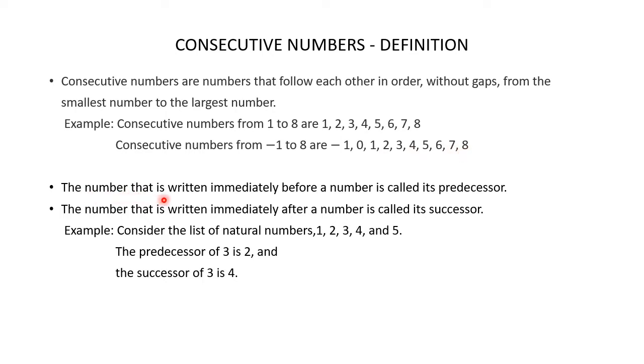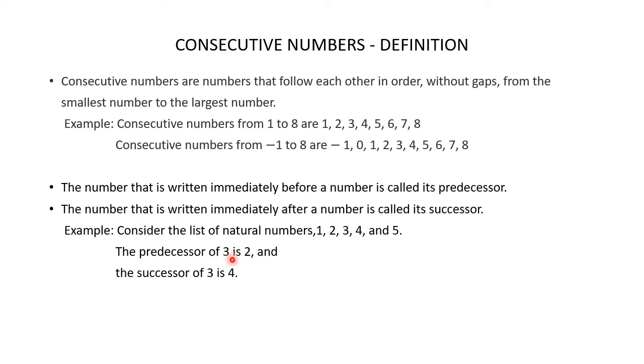The number that is written immediately before a number is called its predecessor. The number that is written immediately after a number is called its successor. Let's understand the meaning of predecessor and successor with an example. Consider the list of natural numbers 1, 2, 3, 4, and 5.